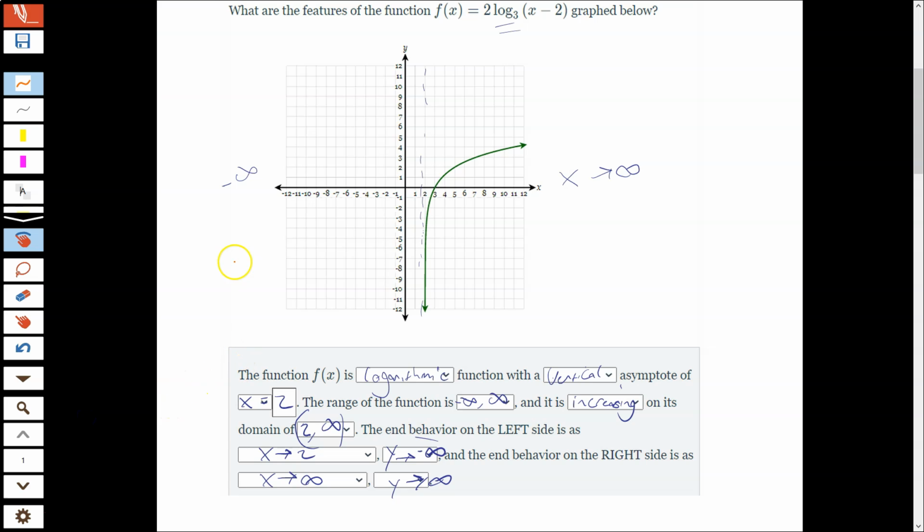So something to note about these logarithmic functions is the vertical asymptote and the end behavior of the function are related. So one of your end behavior answers should include that vertical asymptote. So as x approaches 2, x equals 2 is my asymptote. Let's look at an exponential example.